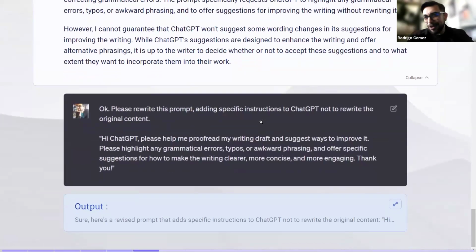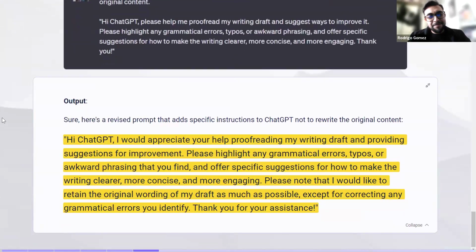Now, here's another follow-up just to kind of show you the full back and forth. Okay, please rewrite this prompt, adding specific instructions to ChatGPT, not to rewrite any of the original content, please. And so here is the end result. Hi, ChatGPT, please help me proofread my writing. And this was the output then. Sure, here's the revised specific instructions that will provide original feedback and that will not rewrite any student writing.